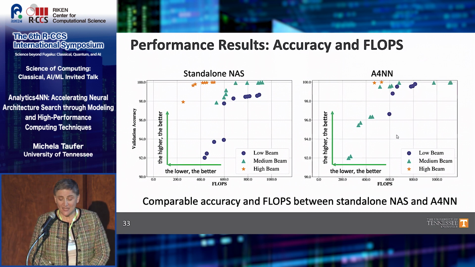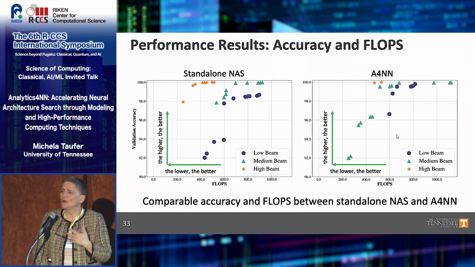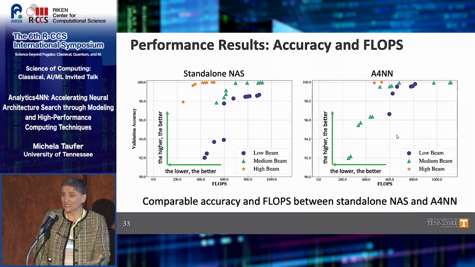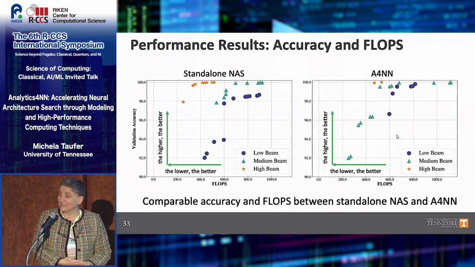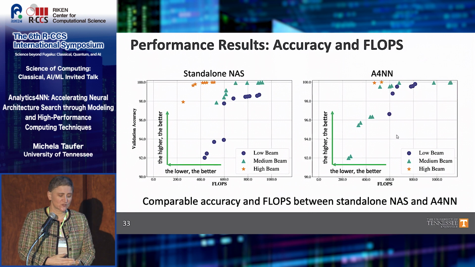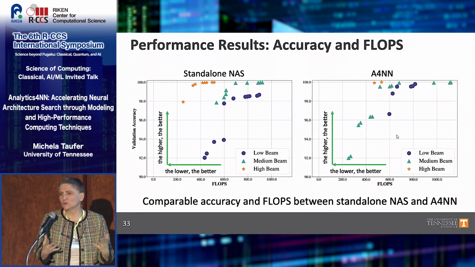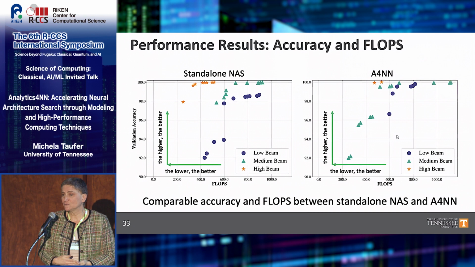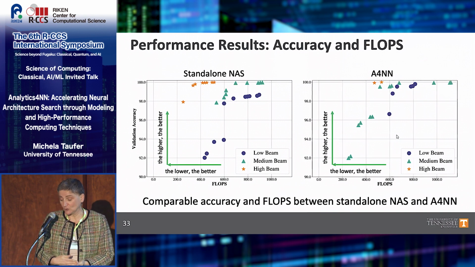And so here it was not really whether we can do better, but whether we can do similarly to the NAS when we truncate the training in advance. So the NAS was set so that it was executing 20 epochs for each of the models. In the case of Analytics4NN, we were cutting that earlier because of our parametric models.